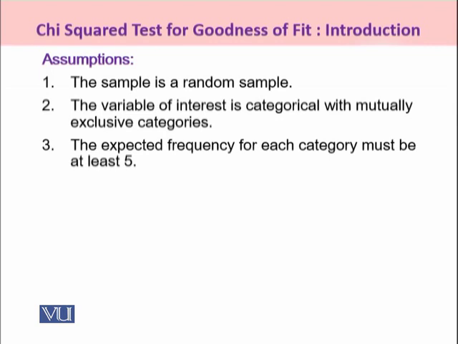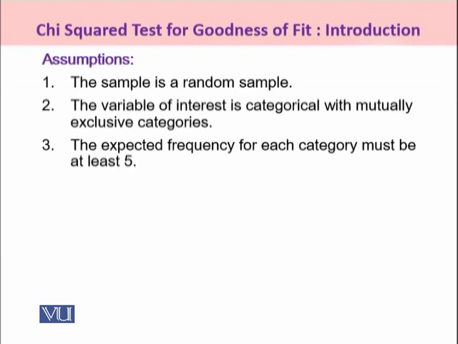The very first assumption, students, you will check is that the sample is a random sample. Then the next assumption is that the variable of interest is categorical. That means it may have certain categories, but with the condition that those categories must be mutually exclusive in nature. That means if one category is coming, the other cannot come with the same title.